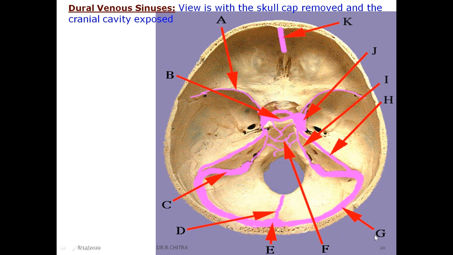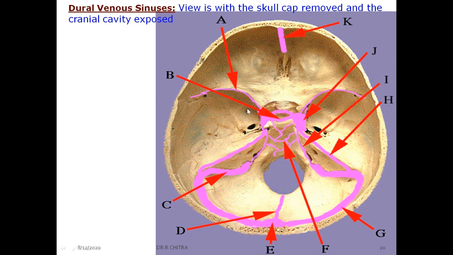Marked as G. So can you now identify the sinuses from A to K? A, what is the sinus situated over the, yes, this is the free margin of the sphenoid.